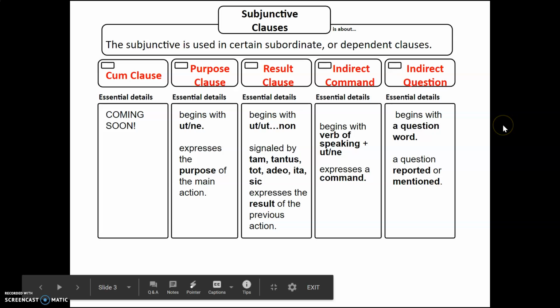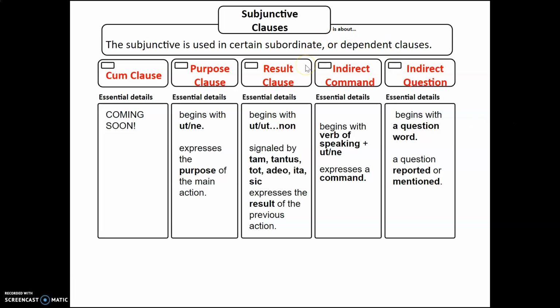All right, new information. A result clause is very similar to a purpose clause in that it has ut, and then instead of ne in the middle, it has ut non for the negative. But as opposed to a purpose clause, the result clause is signaled by one of these signaling words: tam, tantus, tot, adeo, ita, or sic. And a result clause expresses the result of the previous action.